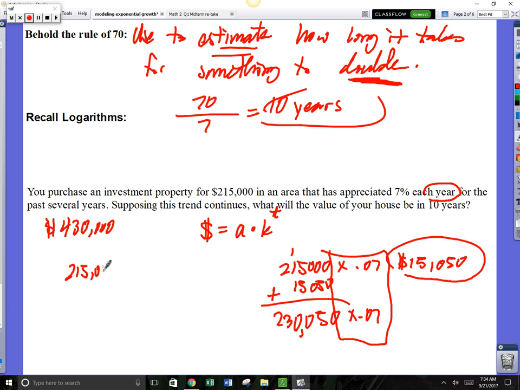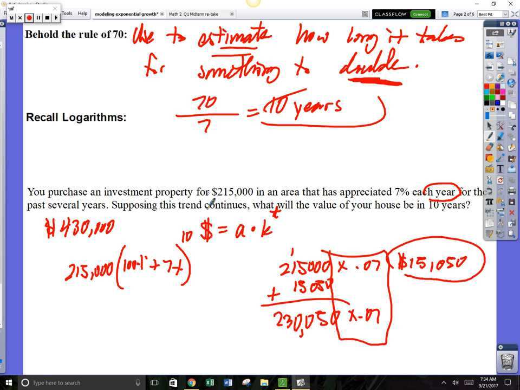So my A is going to be 215 grand. And instead of timesing it by 7%, I'm going to times it by 100% plus the 7%. So I want my function, my model, to calculate the interest and add it back to the total for me. And I'm going to put in 10 for t.